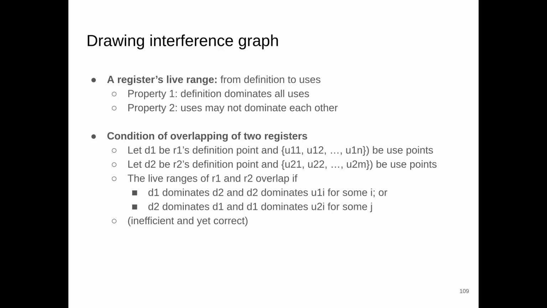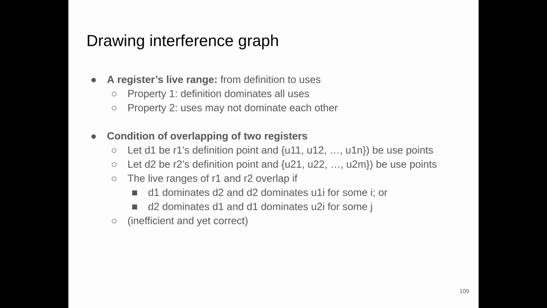That value, the register R1's value, is necessary after R2 is defined. So that's the second thing: D2 dominates some use of R1. To summarize, this means that R2 is defined later than R1, and at the time that R2 is defined, R1's value should be remembered. That means these two registers are interfering with each other.